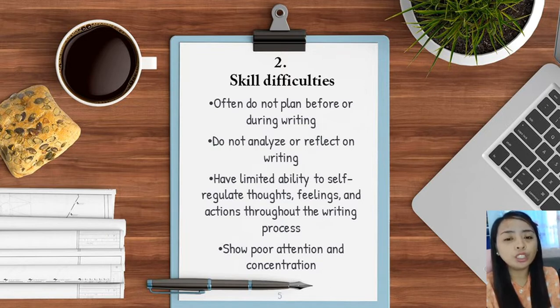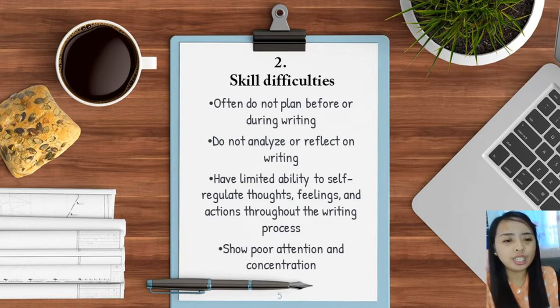Now let's move on to the second one, which is the skill difficulties. So first, they often do not plan before or during writing. When we say planning, it refers to the use of a deliberate and organized approach to tackling a writing task and includes a writer's first thoughts or basic ideas about the topic. Students who struggle with writing generally do not plan ahead, rather they compose their text as they write.